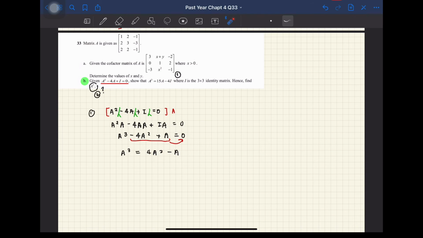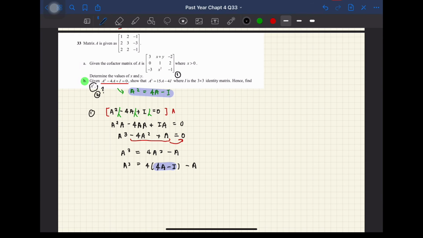So tadi soalan dah bagi daripada awal. We already know we have an equation with A square inside. So awak boleh jadikan A square ni sebagai subjek, and then awak substitutekan dia into this one. So saya tulis dekat atas. From here, you are going to have A square equal to 4A minus I. So just substitutekan sahaja. Awak akan dapat A cube is equal to 4 times 4A minus I, and then minuskan dengan A.